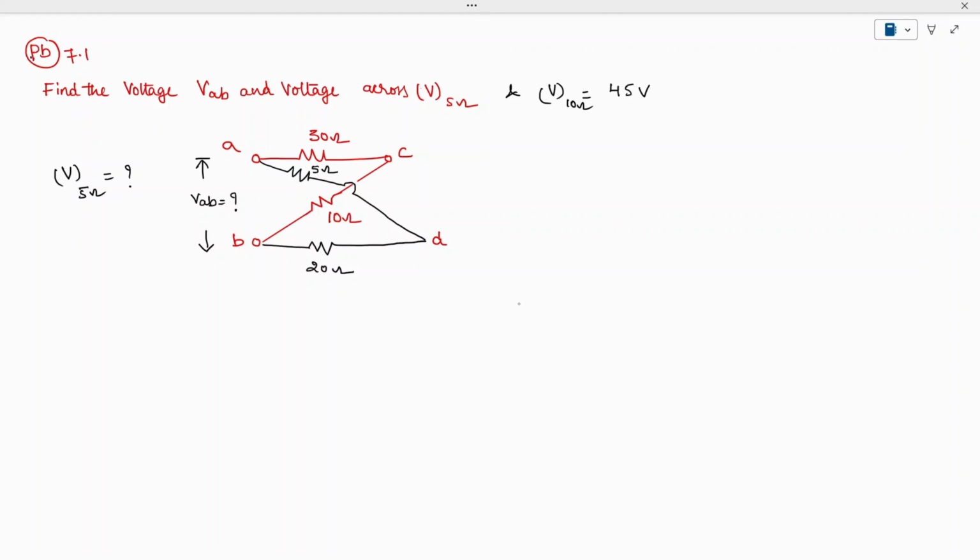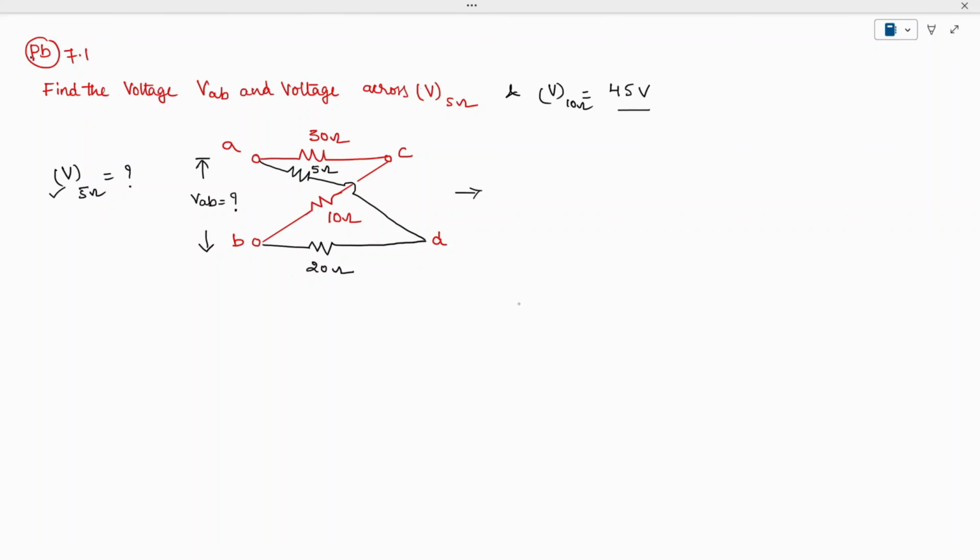So today we are going to find the solution for this problem. The given problem is to find the voltage across the 5 ohm resistor and find the voltage VAB. The given data is that the voltage across this 10 ohm resistor is 45 volts. You can see I have drawn in two colors to make it very clear.